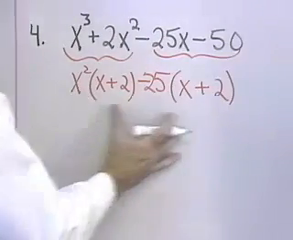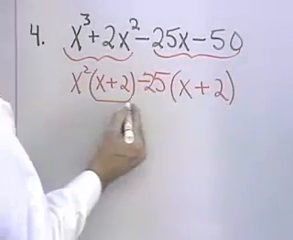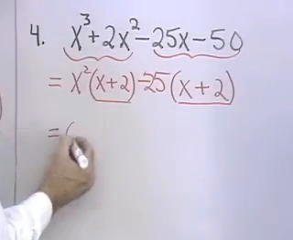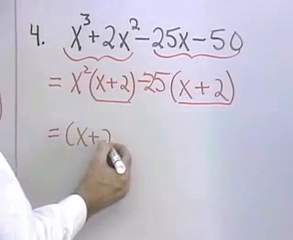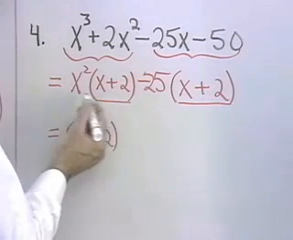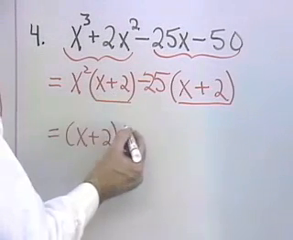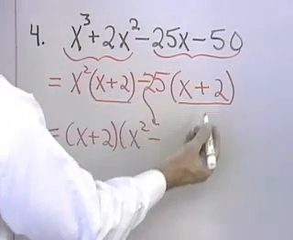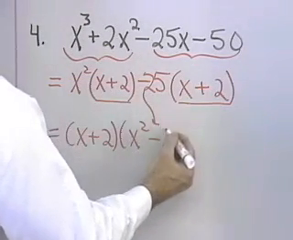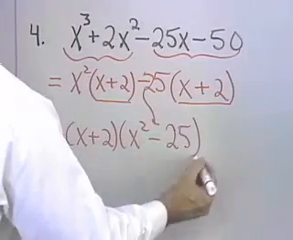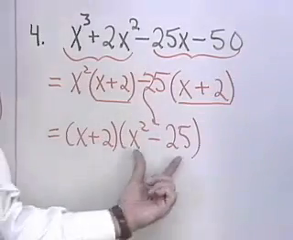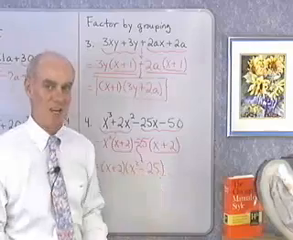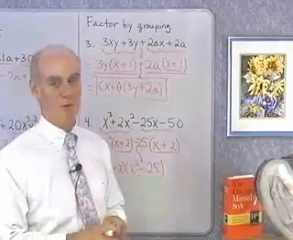Now I have left 2 terms. They each have in common the factor x plus 2. I'll factor it outside. And what's left in the first term when I factor out x plus 2 is x squared, minus, when I factor x plus 2 from the second term, what's left is 25. Now later on we'll see how to factor this x squared minus 25. For right now though, we just want to get some practice at doing this factoring by grouping.